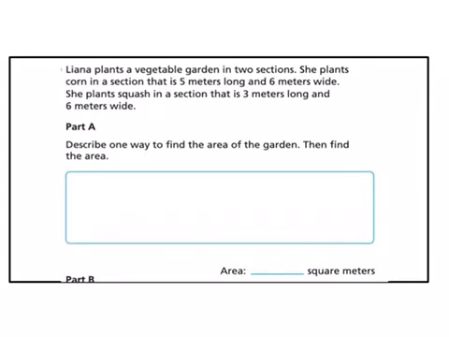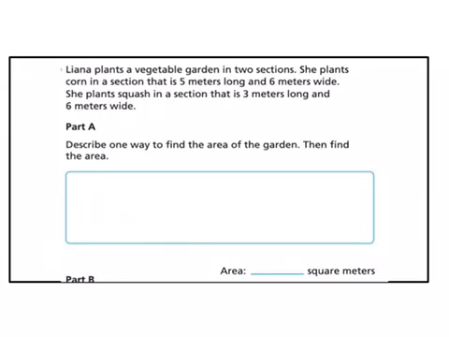Layana, I think is how you say it, plants a vegetable garden in two sections. She plants corn in a section that is 5 meters long and 6 meters wide. She plants squash in a section that is 3 meters long and 6 meters wide. Describe one way to find the area of the garden.